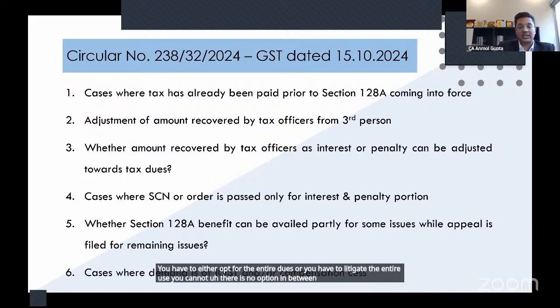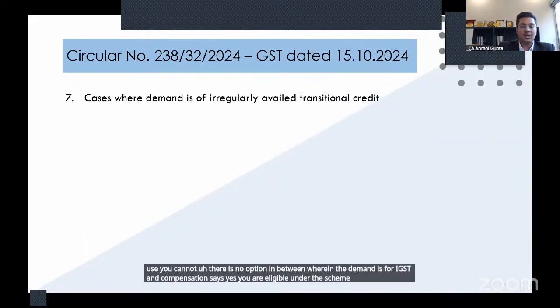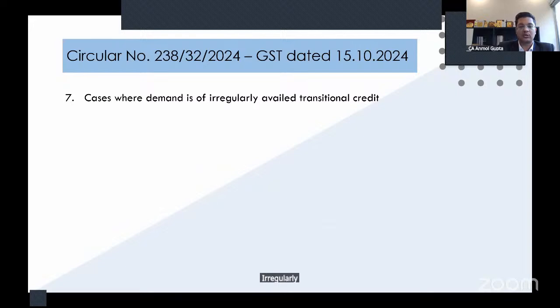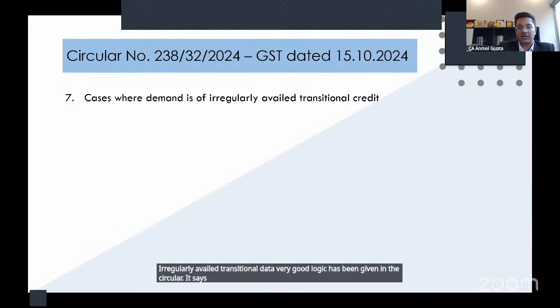Wherein the demand is for IGST and compensation cess, yes, you are eligible under the scheme. Irregularly availed transitional credit: a very good logic has been given in the circular. It says that yes, these cases are covered because the transitional credit has become ITC in the current GST regime, and if you have wrongly availed ITC, it is very well covered under the scheme.